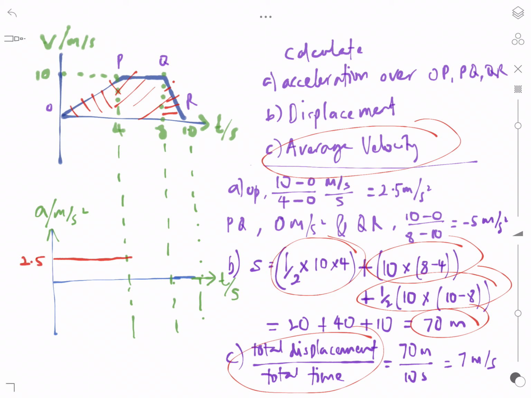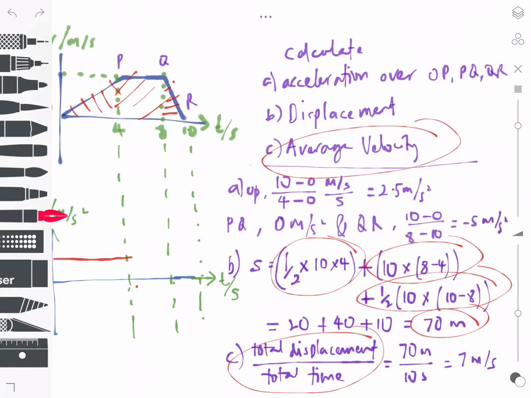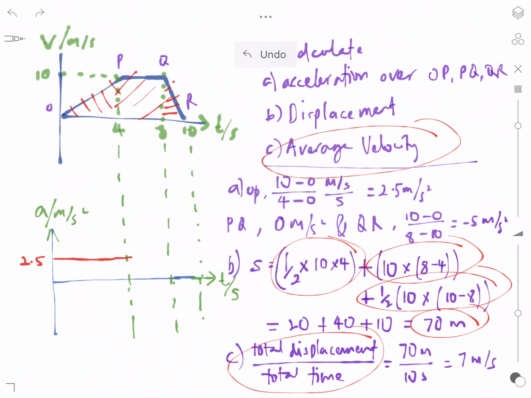And then for the second part here, PQ. For PQ, you already know that the acceleration is 0, so it should be exactly on this line. And then the last one, for this part, the acceleration is negative 5 meter per second squared, so it should be somewhere here. This is negative 5. Okay, that's how you answer the question.